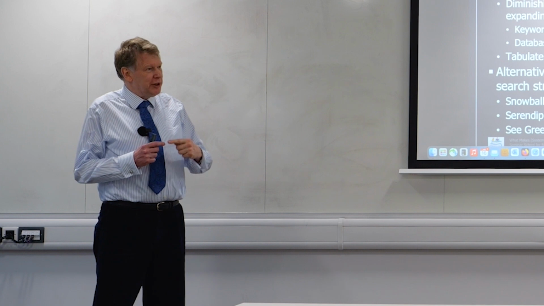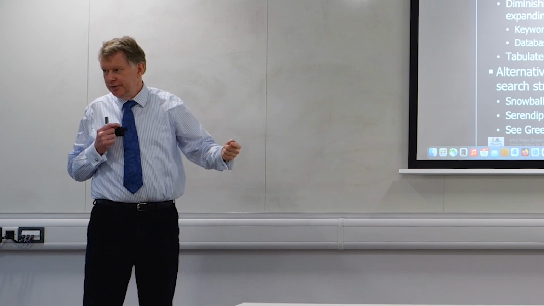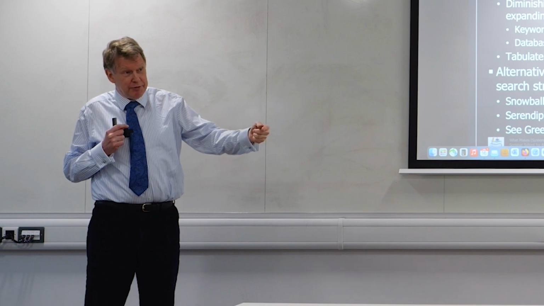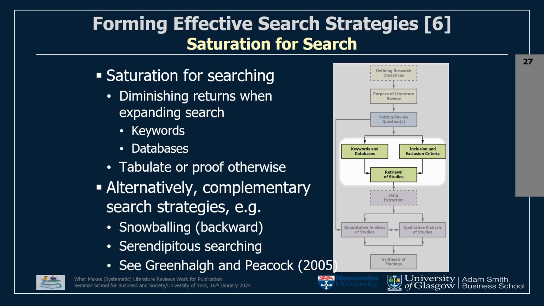So the likelihood, if we put another database to it, that we find a publication that we didn't find before is extremely low. Otherwise, you can use complementary search strategies. The most common ones are snowballing, and finding something by accident.